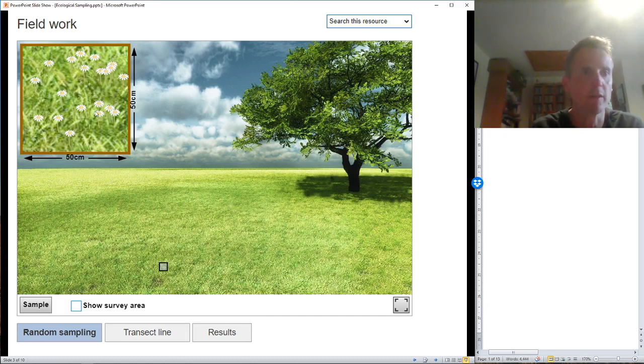1, 2, 3, 4, and do it carefully. And then I just sample again and sample again and sample again. I think I'm going to ask you to get 10 samples. Again, if we were at school, we'd go to the top field. We'd do this again by popping quadrats down.